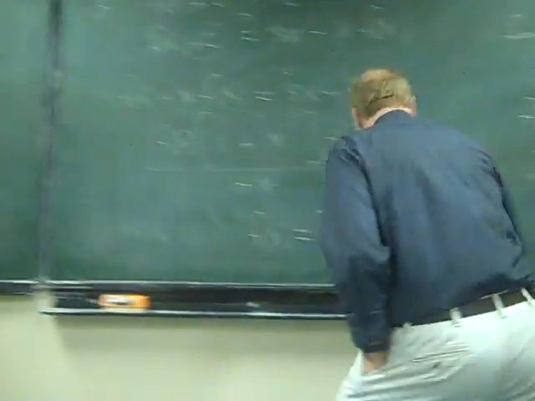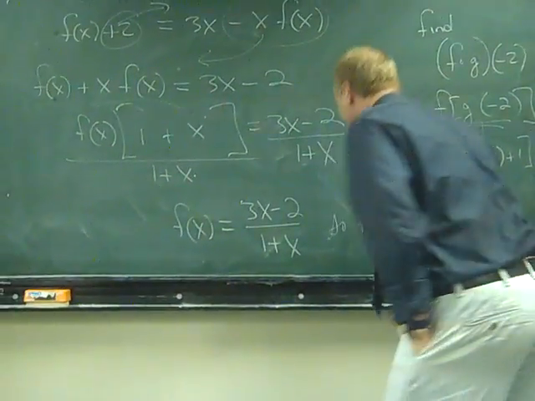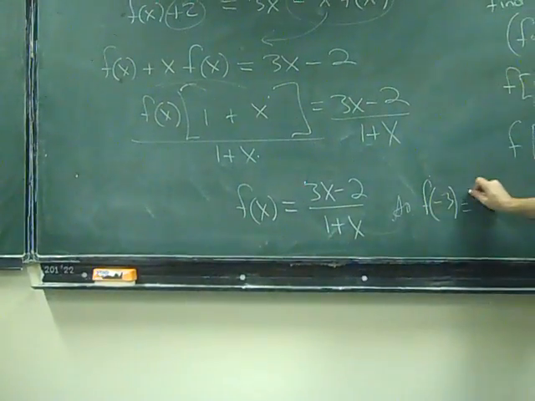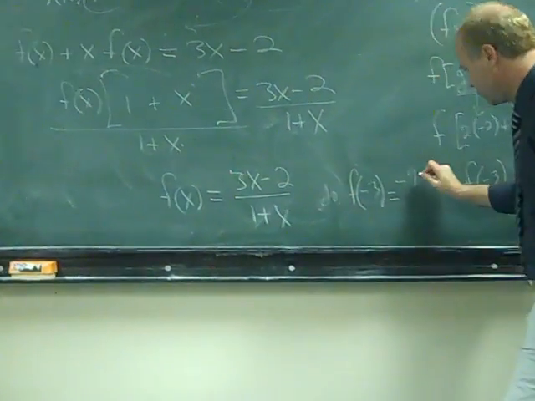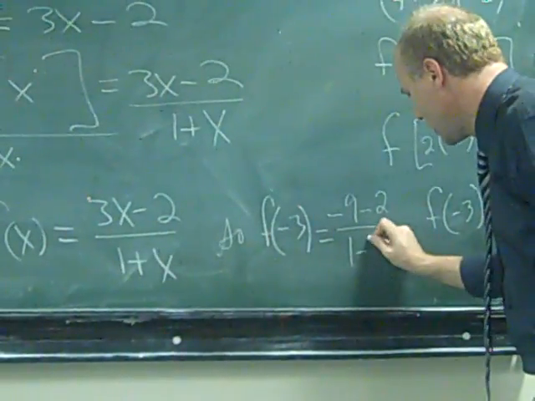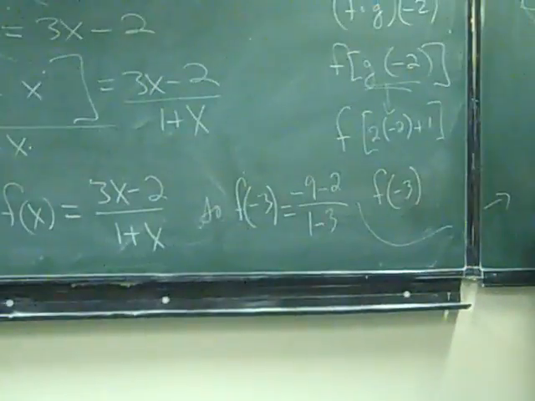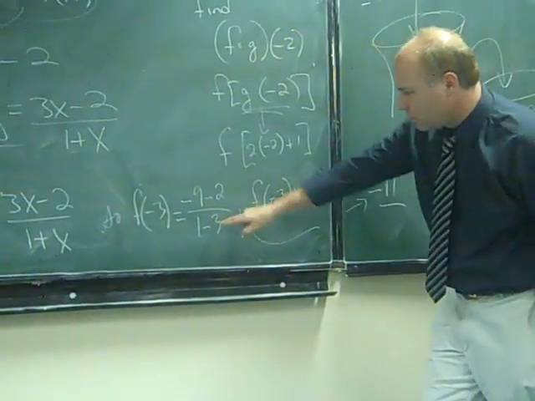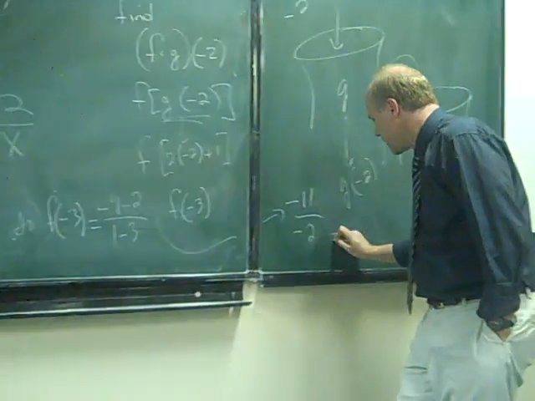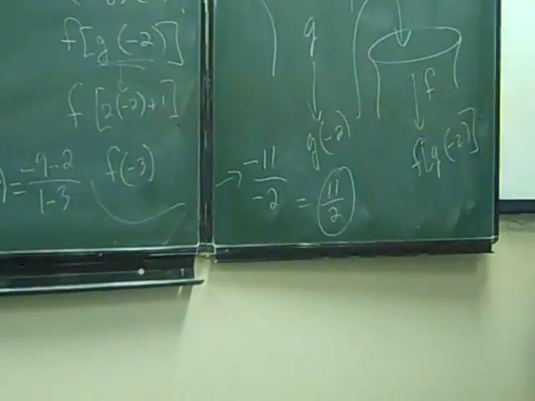Okay? So f of minus 3 would be what? 3 times minus 3, minus 9, minus 2, over 1 plus minus 3, or 1 minus 3. Sorry, I'm coming over here. What do we got? Minus 11 over negative 2. Positive 11 over 2. Yeah. That's the answer to the problem.